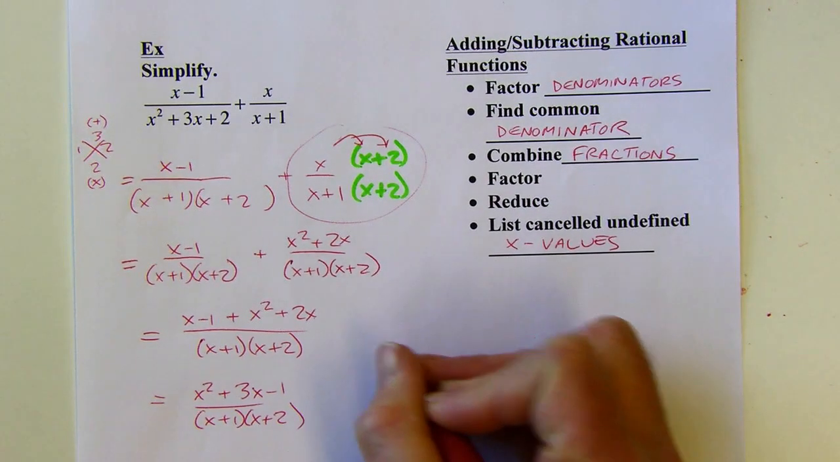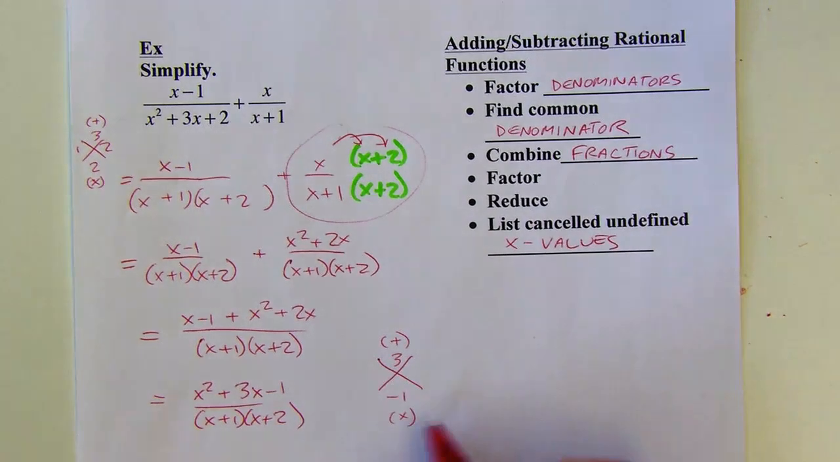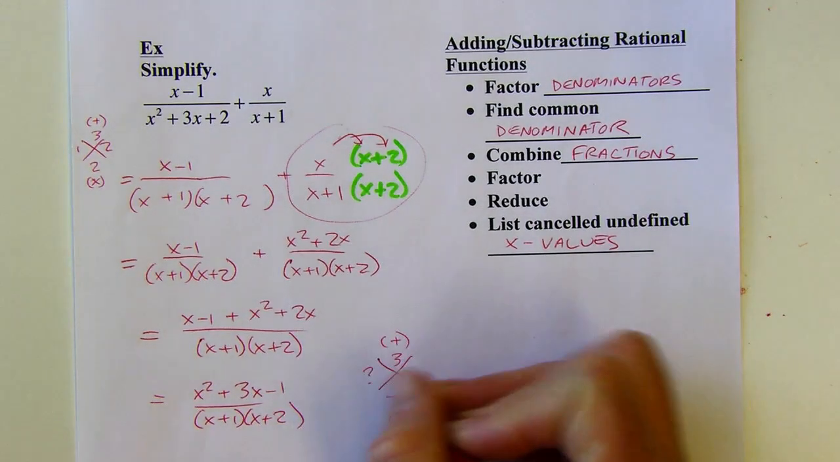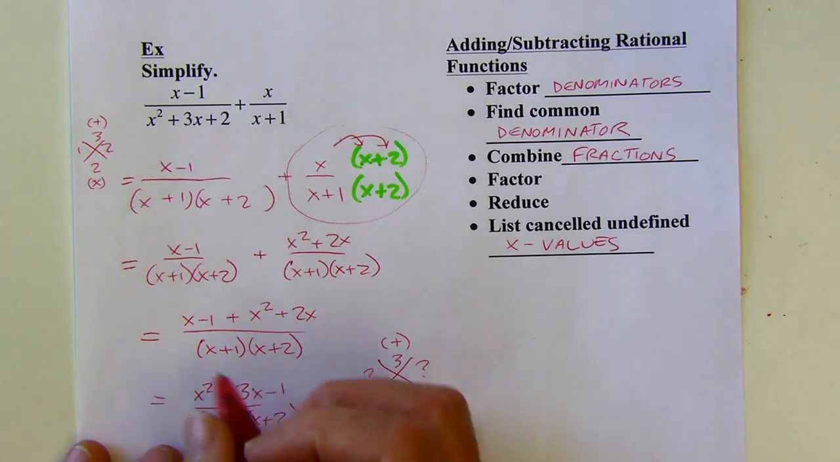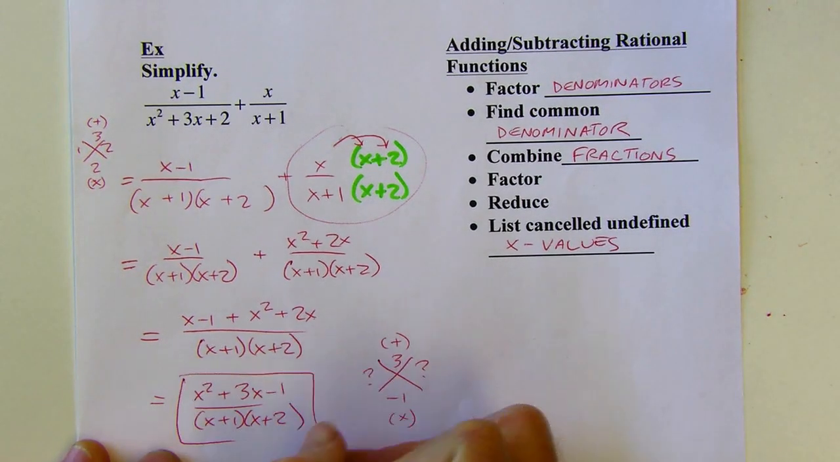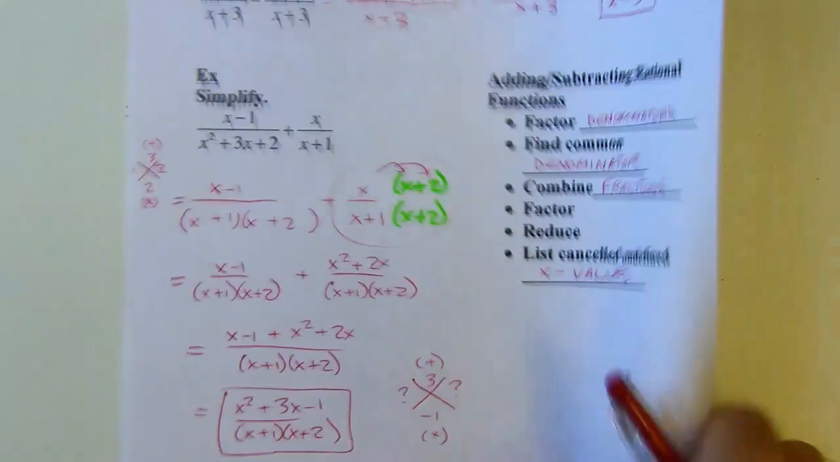So I'm thinking diamond problem. But multiplying to get -1, there's really only one option, 1 and -1. And those don't add up to 3. So this one's not factorable, which means we can't do any more reducing here. So this is finished. Okay, let's try another one.